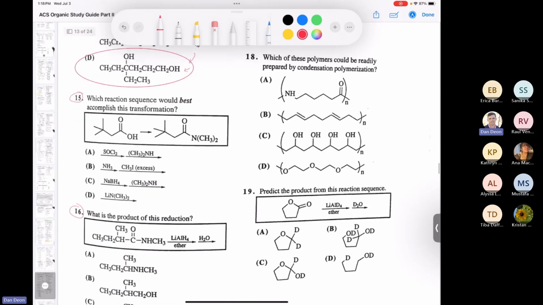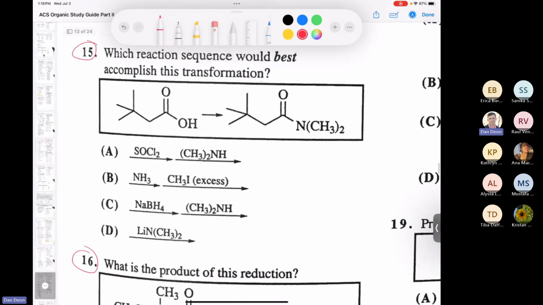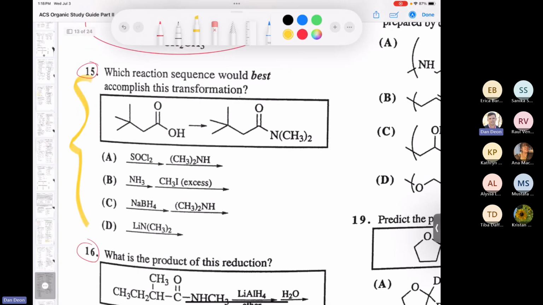I had chosen this problem as well, question number 15, which I think is an excellent problem. I really like this one here. Just questions that ask you, how would you make this amide? Like you want to take this carboxylic acid and you want to make this N,N-dimethyl amide, okay? How would you go about doing that? Does anybody have an idea out of these conditions which one looks the most reasonable? I mean, if you just look at the first one, you take a carboxylic acid and you treat it with ammonia in the first step.